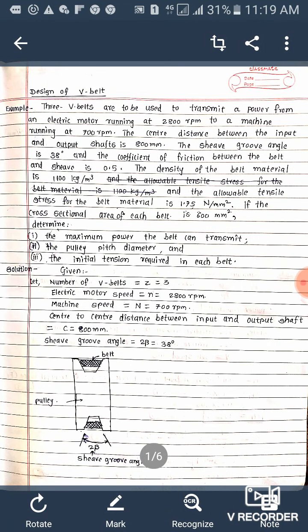Hello students, today we see the numerical which is related to V-belt design.